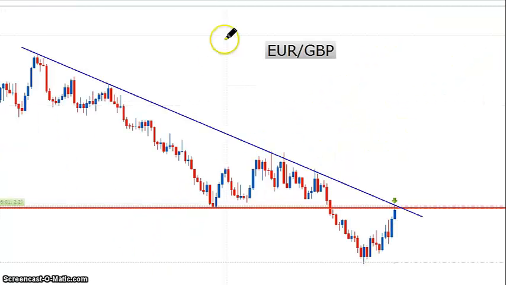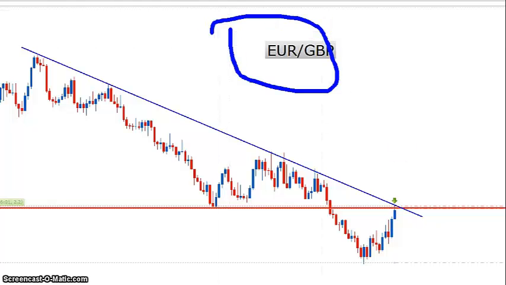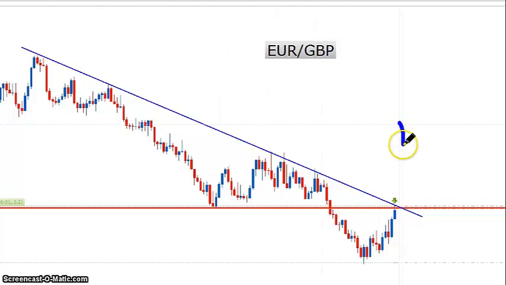Okay, here we are. I have the euro pound up, as you see here, and I'm actually short on the euro pound right now, and you can see my arrow there. Just took it pretty recently, and I'm up about 2 pips, so I haven't been in the trade very long.